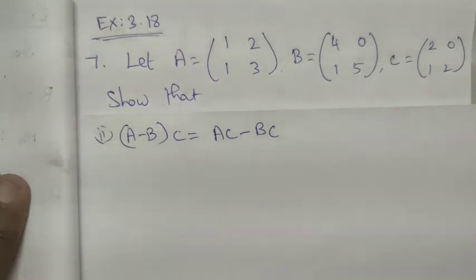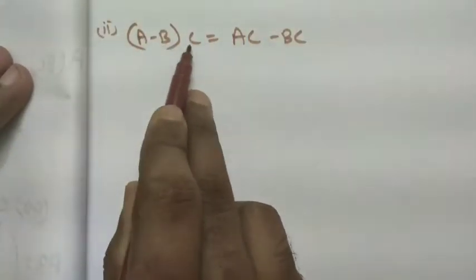Class 10, exercise number 3.18, question number 7. Let A, B, C, 3 matrices are given. Show that the Roman number 2 is (A minus B) into C is equal to AC minus BC. Right? Let's see the LHS side. In LHS side, we have (A minus B) into C.